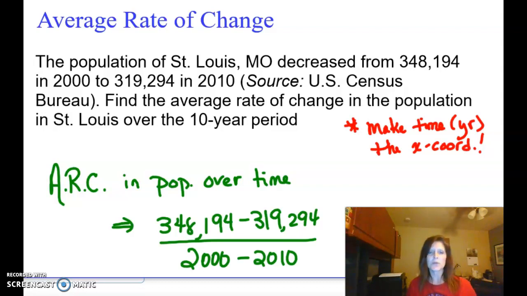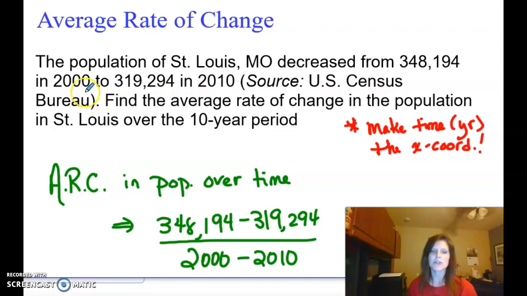So if what we're doing in these examples seems familiar, that's good. All we're really doing when we're calculating an average rate of change is calculating a slope on a graph. In this problem, we've got the population in 2000, the population in 2010, and we're asked to find the average rate of change. The rule of thumb is if you are given data that includes time as one of the things, you should make that the x coordinate.